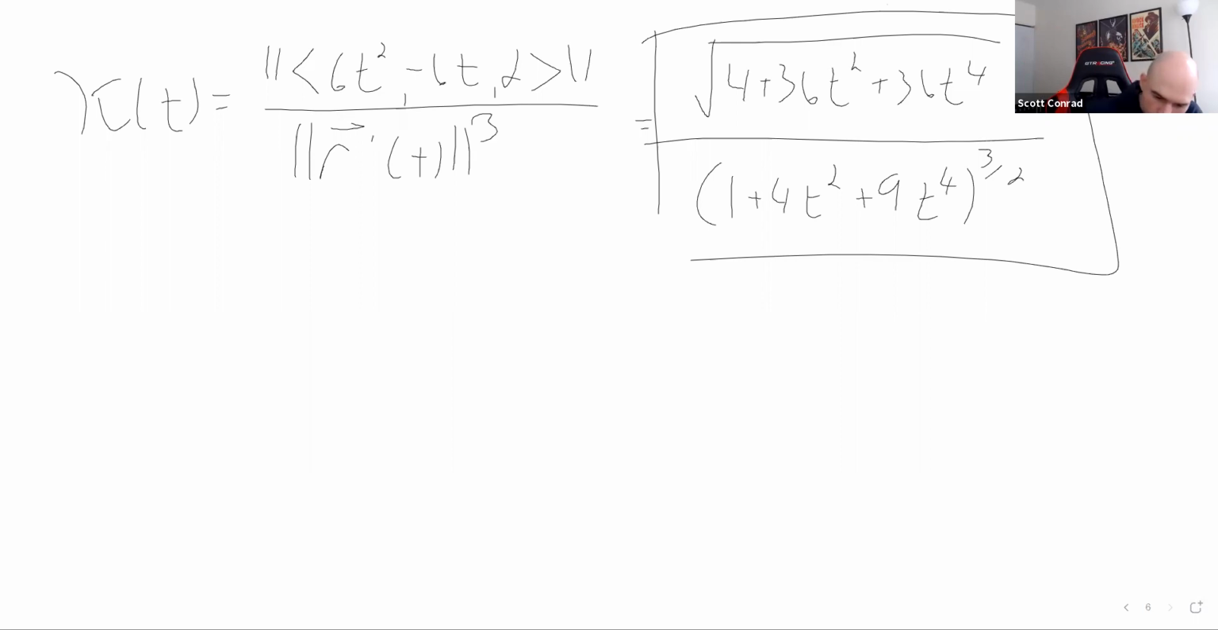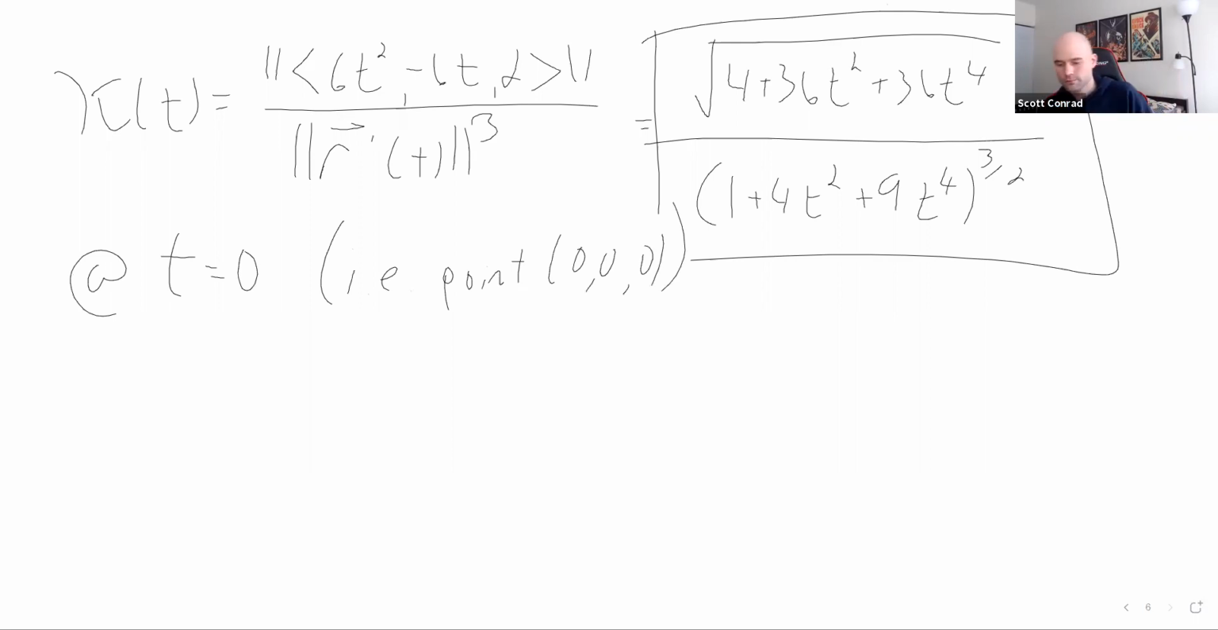So in particular, at time t equals 0, in other words at the point 0, 0, 0, the curvature is just, well, you plug in t equals 0 into your curvature formula, and you get the square root of 4 over 1 to the 3 halves. So you just get 2.